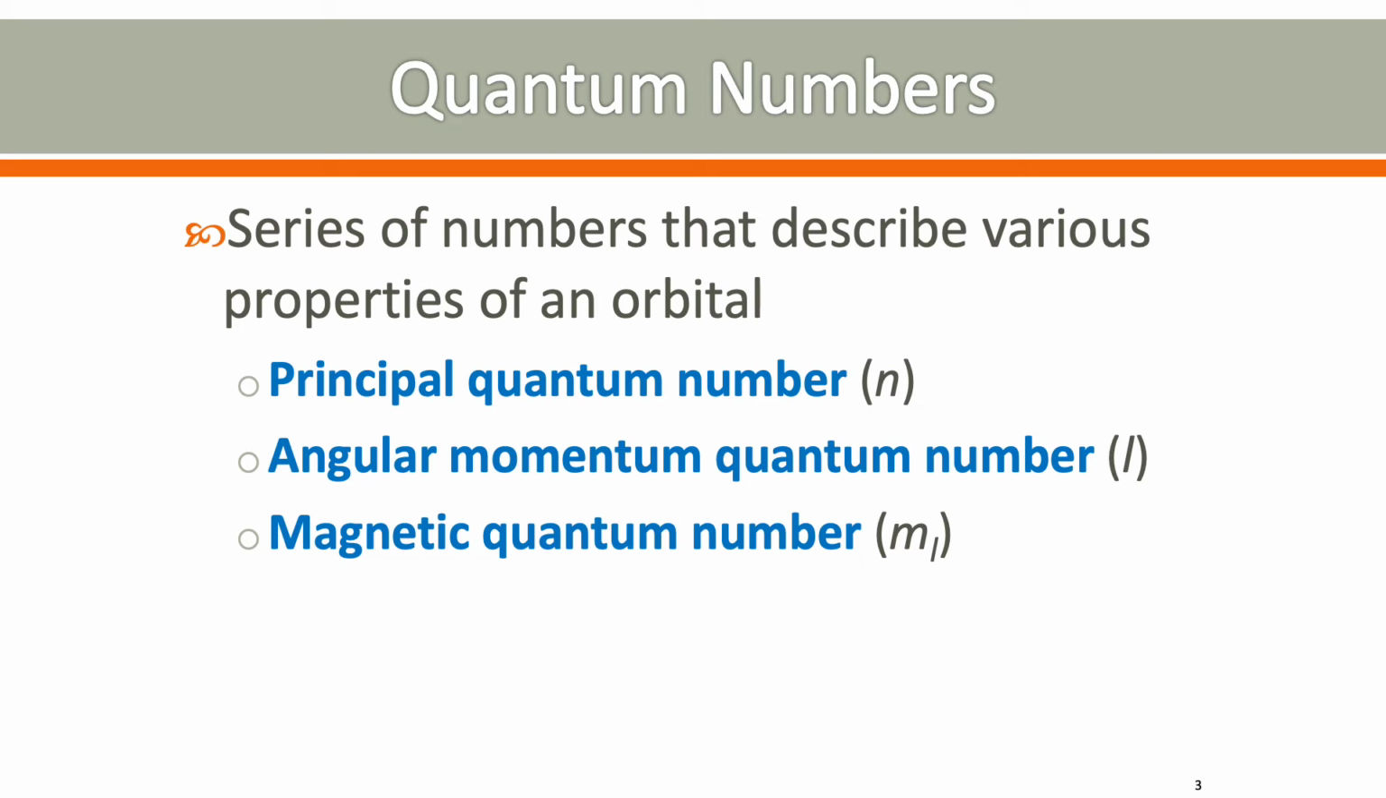Quantum numbers. These are a series of numbers that describe various properties of an orbital. The principal quantum number is labeled n, the angular momentum quantum number is labeled L, the magnetic quantum number is labeled m sub L.